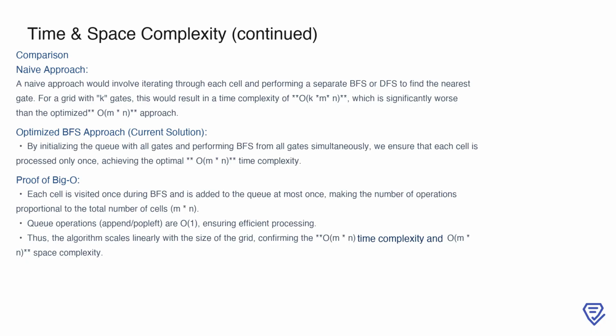Queue operations like appending and removing elements are O(1), keeping the processing efficient. As a result, the algorithm scales linearly with the size of the grid, achieving both O(m*n) time complexity and O(m*n) space complexity, making it far superior to the naive approach.